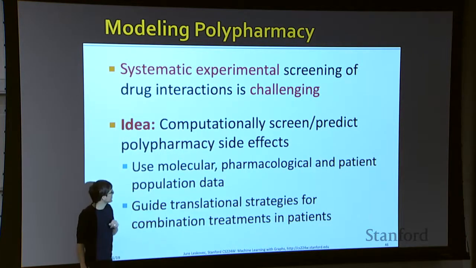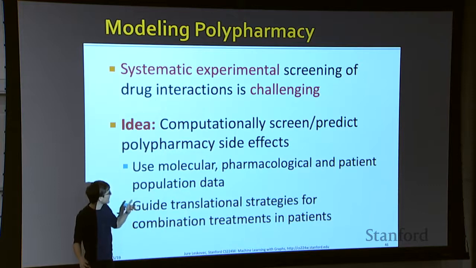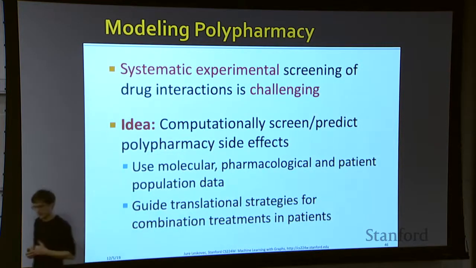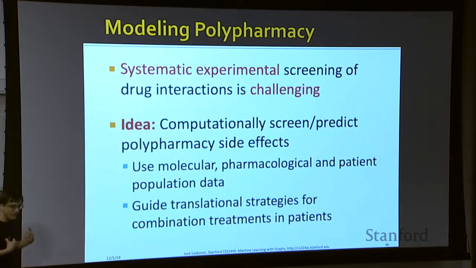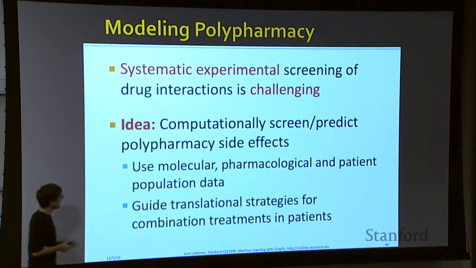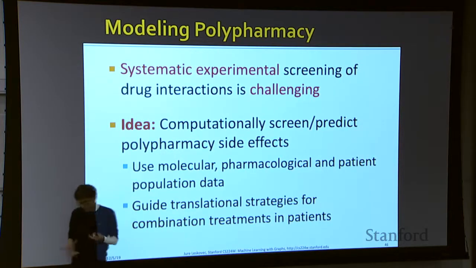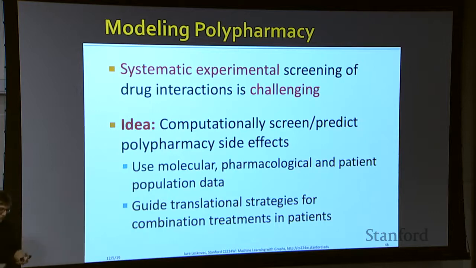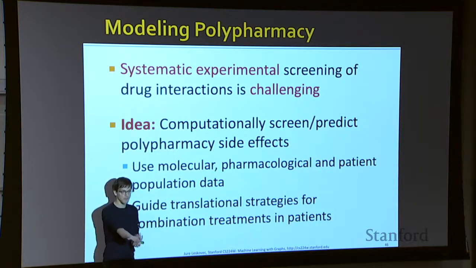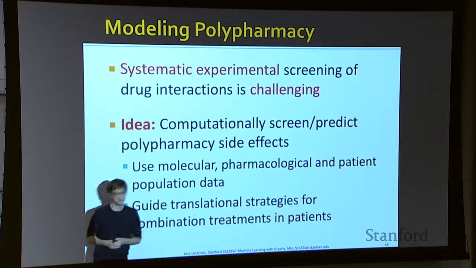Okay, that's the question. The idea will be, what if I use some molecular data, some pharmacological data, and try to predict what kind of side effects a pair of drugs will cause? And if I had this system, I could use it in many different ways. A doctor could use it to say, this patient is on this set of drugs. If I add this other drug, what might happen?